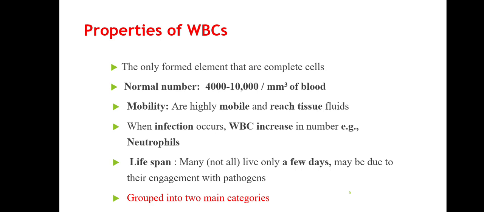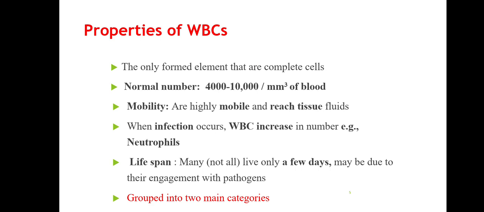Under normal circumstances, when there is no infection, the white blood cell number just remains like that. But the body has put itself in a condition where, in case of high infection, the white blood cell number needs to multiply so that they can combat that infection. So this is the property we are looking at: when infection occurs, the white blood cells increase in number.